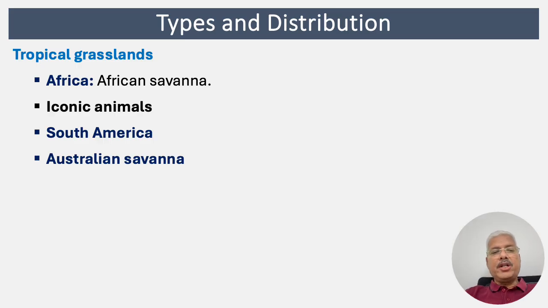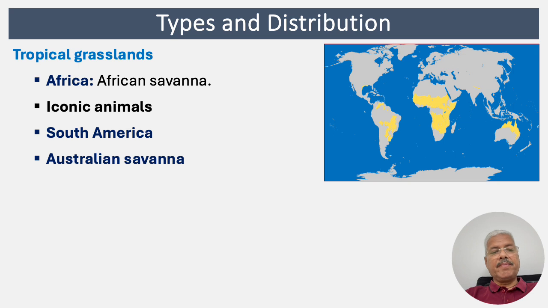Grassland biome types and distribution. There are two main types, tropical grasslands and temperate grasslands. The tropical grasslands are located in Africa, South America, and Australia. The African savanna is the largest grassland ecosystem in the world, covering much of sub-Saharan Africa. It is home to iconic animals such as lions, elephants, zebras, and giraffes.